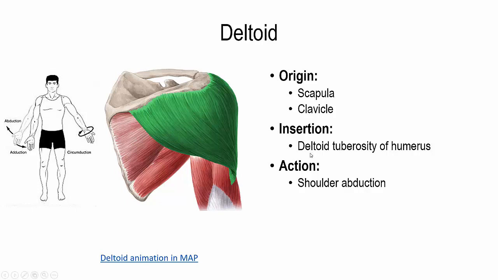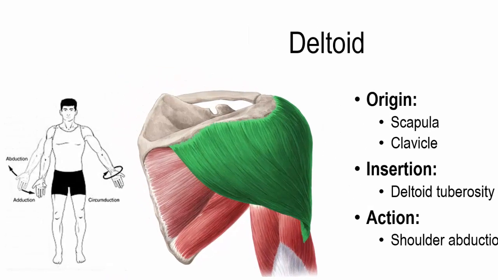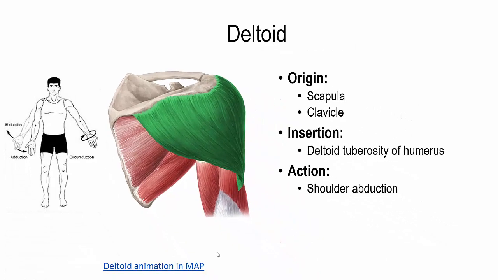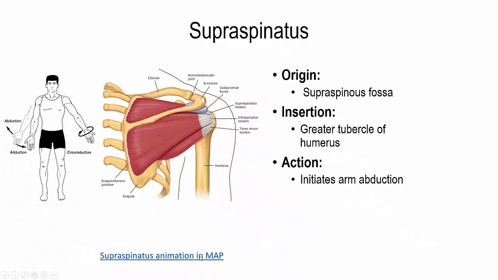The insertion point of the deltoid is the deltoid tuberosity of the humerus. That is the bump about midway down the humerus on the lateral aspect. And the action is shoulder abduction. So here we see shoulder abduction. Abduction, remember, is moving a limb away from midline. If we start in anatomical position and move the arm up as if we were performing a jumping jack, we're lifting our arm up. That is shoulder abduction, and the deltoid is responsible for that movement. Again, an animation for you to view.